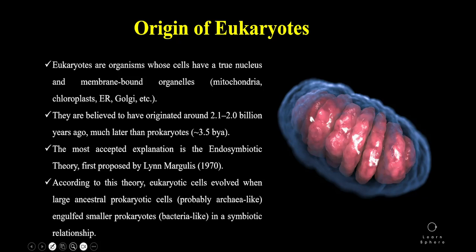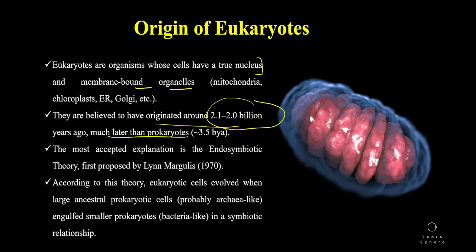Then how did eukaryotes evolve, or how did eukaryotes form in those conditions? Eukaryotes are organisms whose cells have a true nucleus, we all know that, and membrane-bound organelles. It is believed that eukaryotes originated around 2.1 to 2 billion years ago, much later than prokaryotes. The most accepted explanation is the endosymbiotic theory, which was proposed by Margulis in 1970.